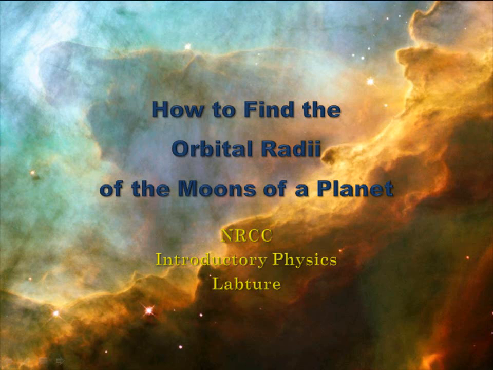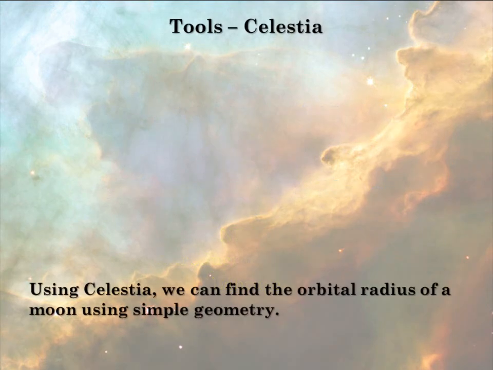Hello everyone. In this lecture, I'm going to show you how to find the orbital radii of the moons of any planet using the awesome Celestia. Okay, let's take a look at how we can do it. Now, using Celestia, we can find the orbital radius of any moon using simple geometry. Let's take a look at Jupiter and its moon Io.